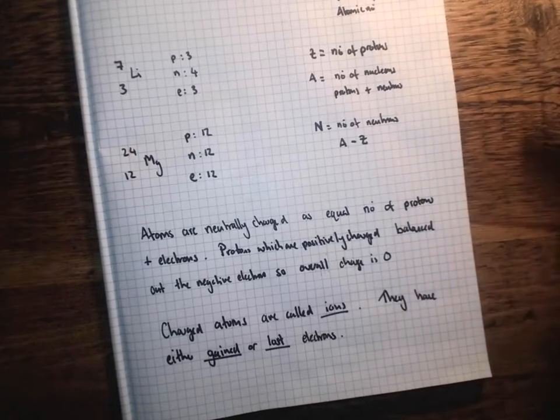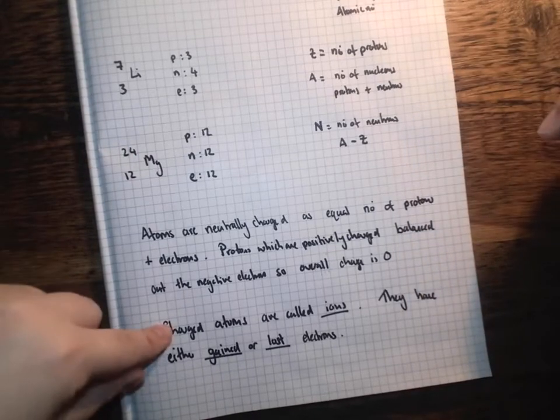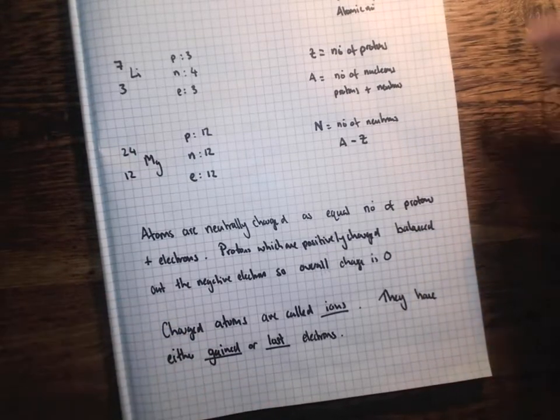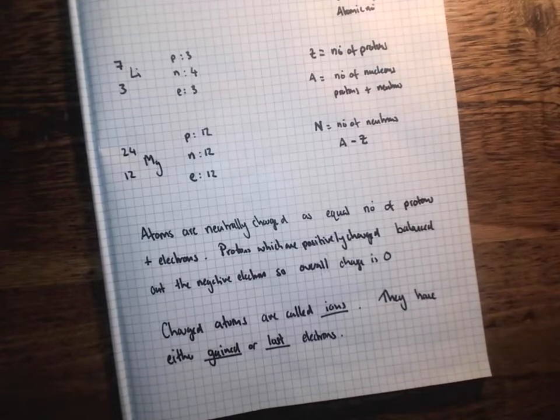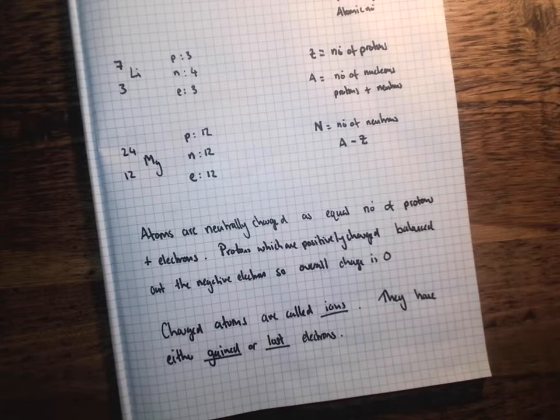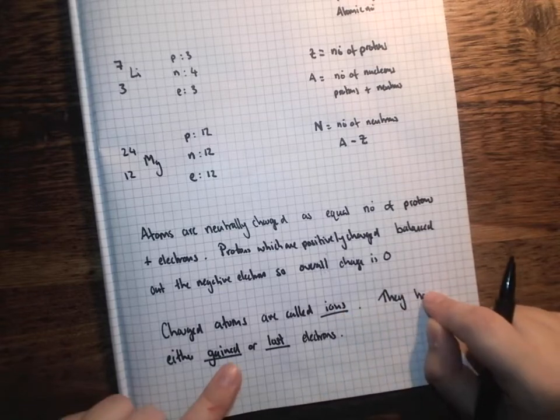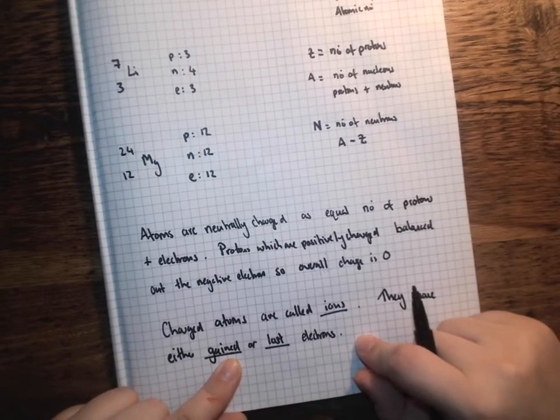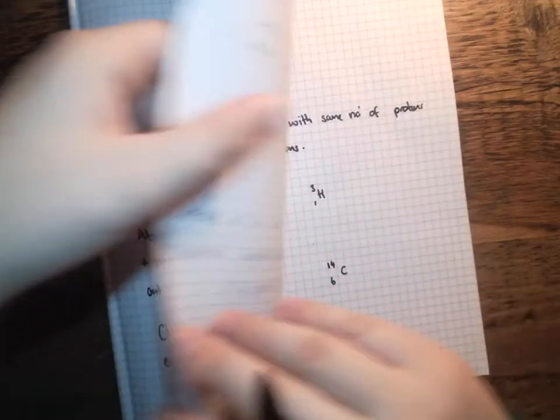But you might have learned in chemistry before that actually that's not always true. We sometimes can have charged atoms, but that's been really specific. We actually have what we call a charged atom. It's no longer an atom, it's something that we call an ion. Okay, and they become an ion by either gaining or losing electrons. So we can have a little look at those now.